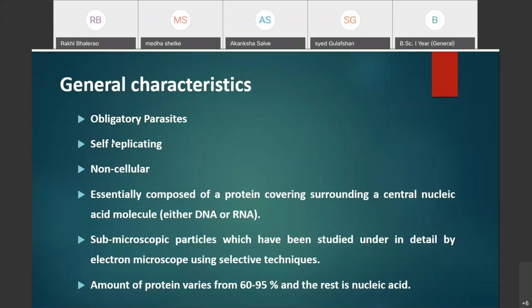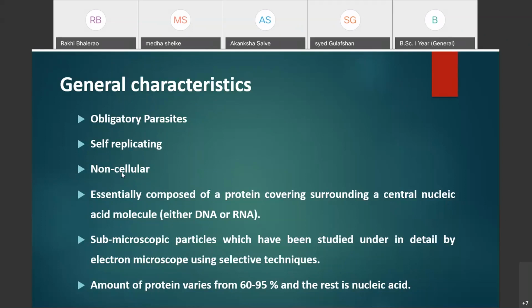Then, self-replicating: viruses can multiply themselves. That's why they are self-replicating, and they are non-cellular. We say non-cellular because viruses do not have a prokaryotic or eukaryotic structure. Viruses are made up of only two components, the centrally present genetic material, either DNA or RNA. In that respect, viruses are completely different from other cellular organisms.